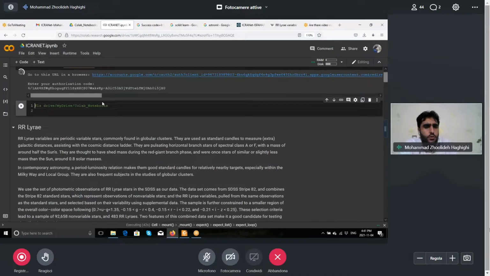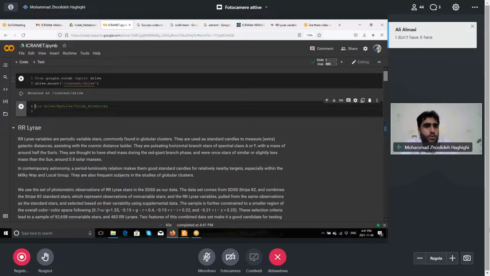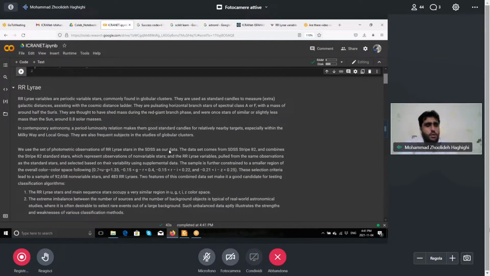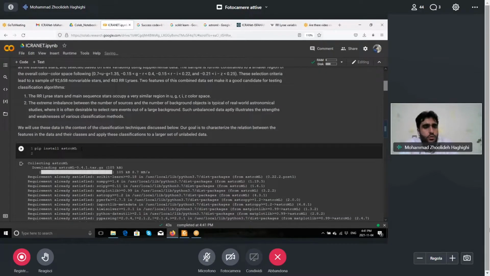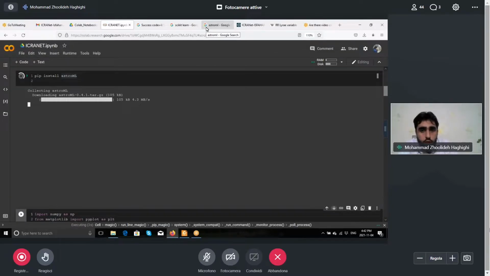I have brought for you some explanation about RR Lyrae. You can see that running has finished. You can see a green tick here, so you can go ahead. Before doing anything, you need to install AstroML, because AstroML is a package that I'm going to show you here. You can pip install AstroML, and it will start installing.